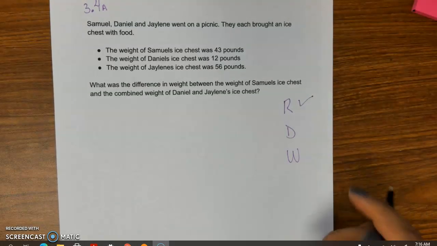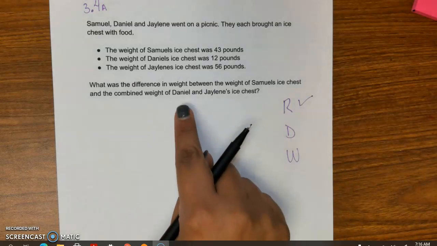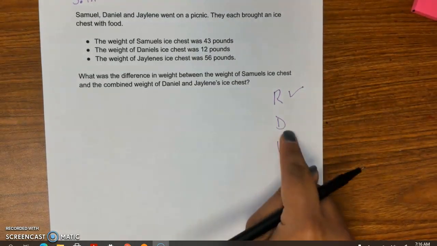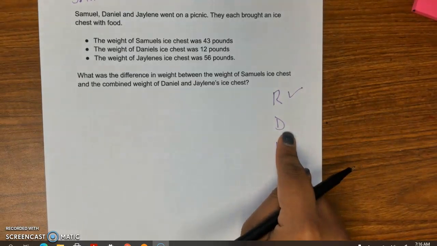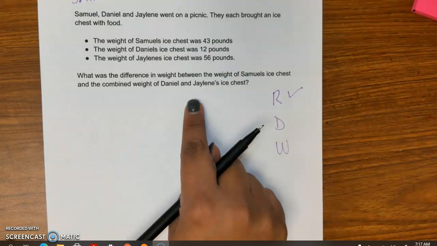But now I'm going to read it again and work on D. As a reminder, D means to draw a representation that goes along with your word problem, okay? So when I work on D, I am going to read slower and truly think about what's happening in this story. Because remember, boys and girls, math and reading go together.